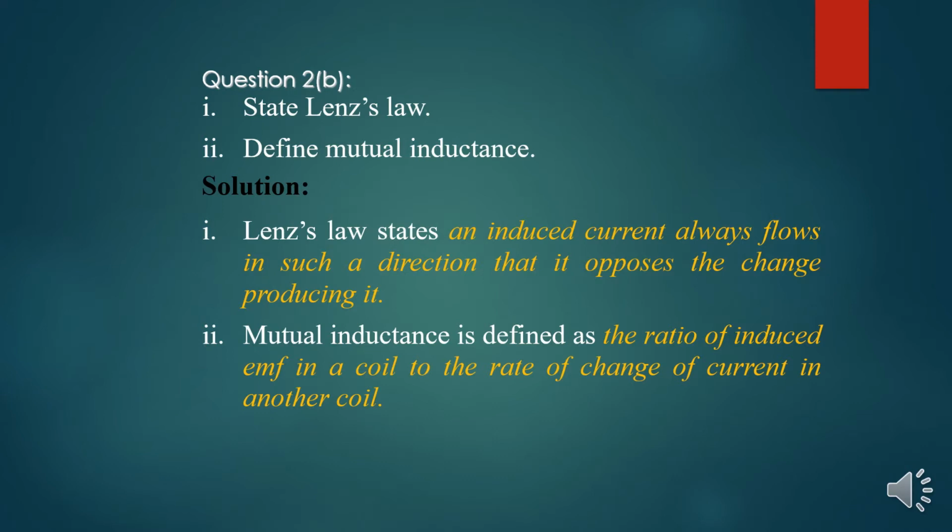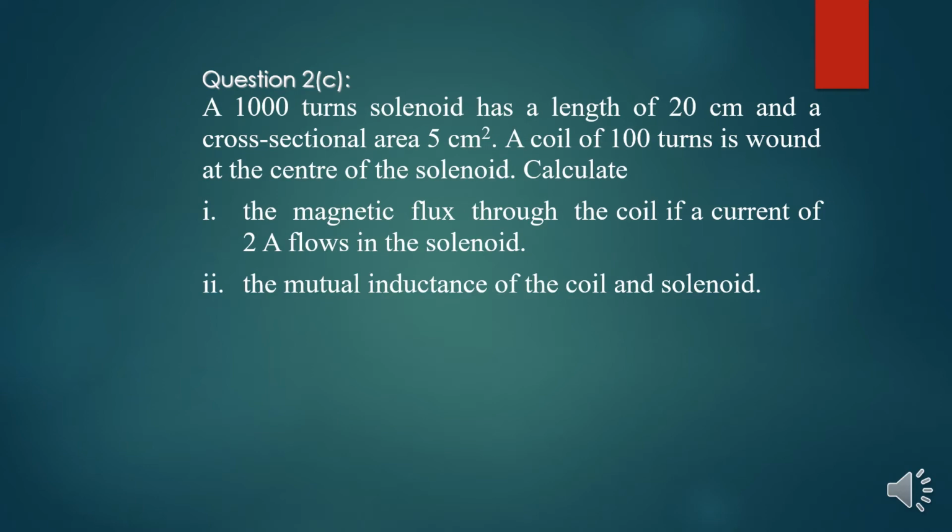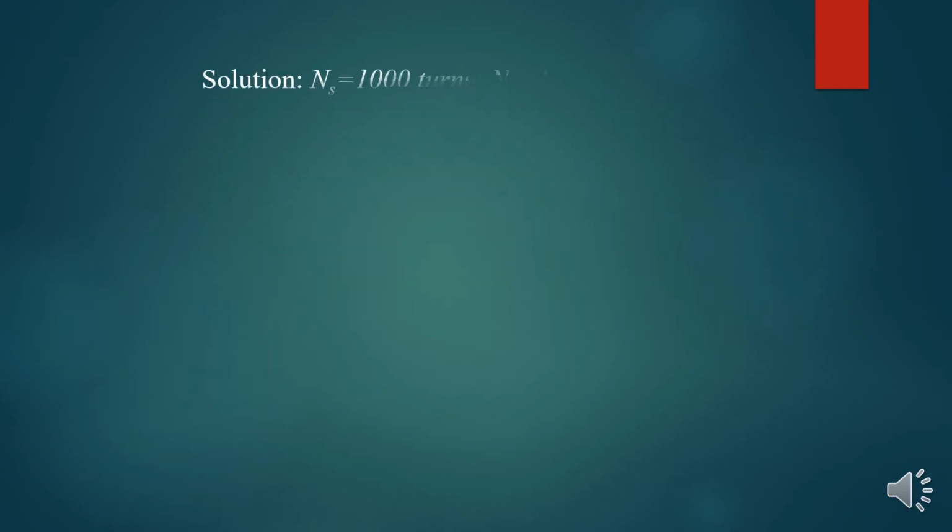Okay, for the next question, question 2C. A 1000 turn solenoid has a length of 20 cm and cross-sectional area 5 cm square. A coil of 100 turns is wound at the center of the solenoid. Calculate the magnetic flux through the coil if a current of 2 ampere flows in the solenoid, and then the mutual inductance of the coil and the solenoid.